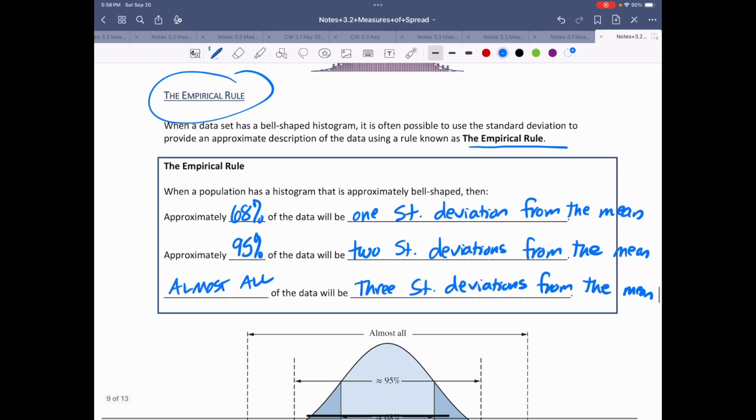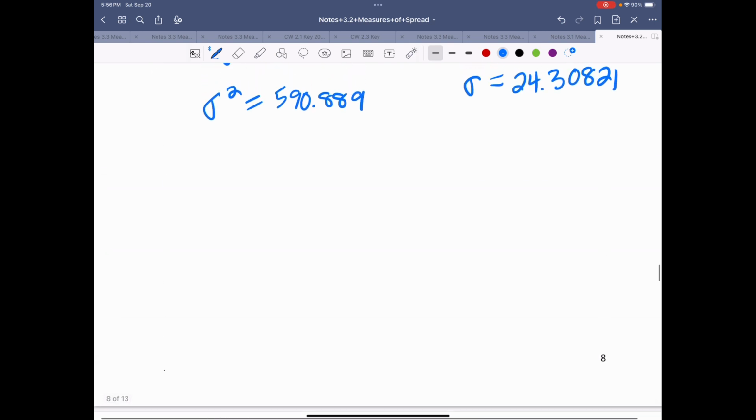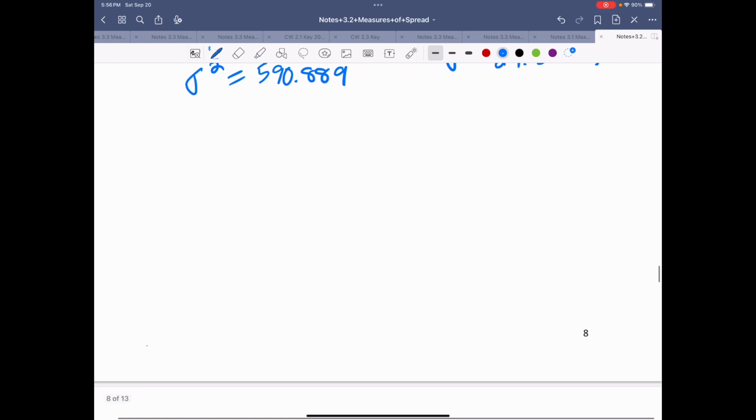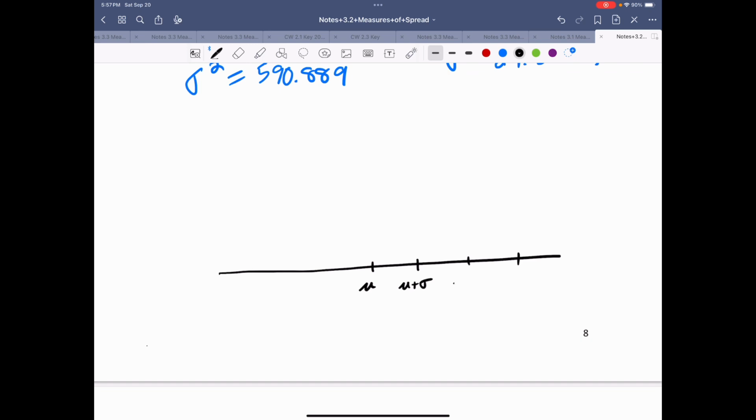And I want you to go back to the previous page. You've got a white space. I'm going to show you how to draw this normal curve. All right, so here's what I want you to do. I want you to draw a number line, and I'm going to put a mu in the middle, and I'm going to go 1, 2, 3. I'm going to go mu plus sigma, mu plus 2 sigma, mu plus 3 sigma. And I'm going to do the same thing on the other side. I'm going to go 1, 2, 3, except I'm going to subtract. So I'm going to do mu minus sigma, mu minus 2 sigma, mu minus 3 sigma.